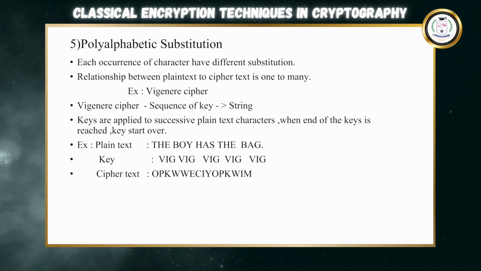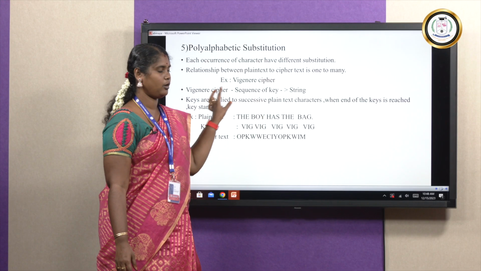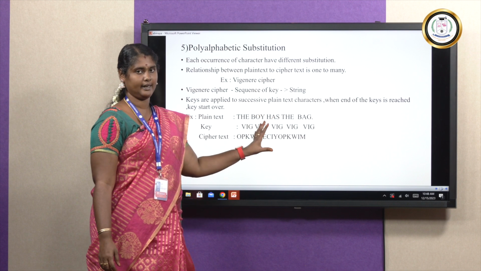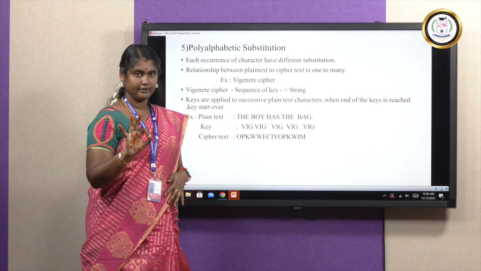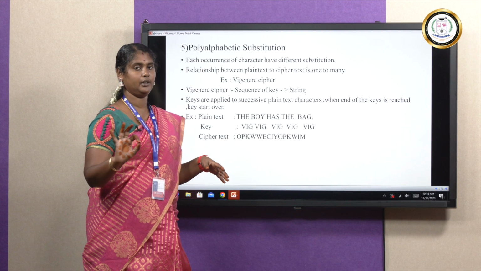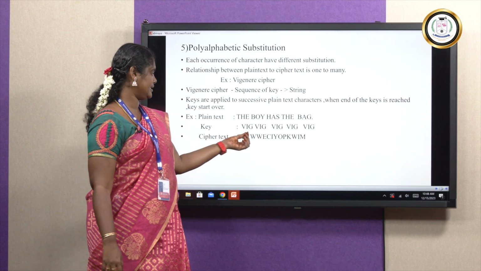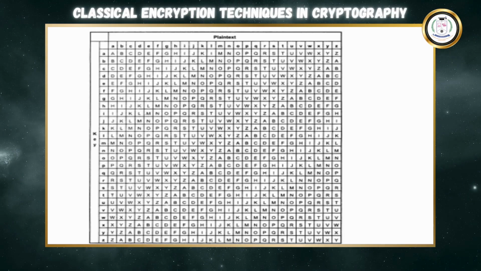The key I am going to have is VIG, VIG, VIG. For all the letters whatever we are having, I am going to use 3 different keys for the same plain text, VIG, VIG. So now we will see how we are going to do encryption. So this is the tabular column.